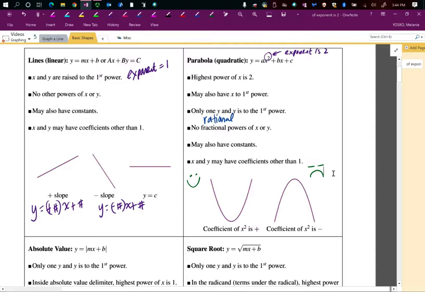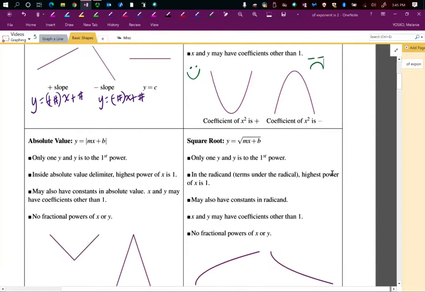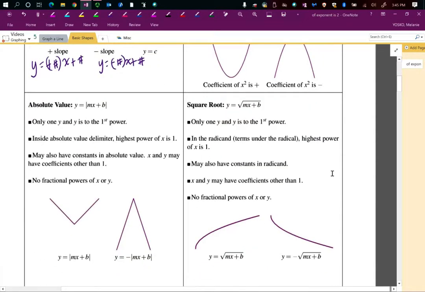Okay, so let's do a few more. Absolute value. Now, this is where things get more complicated the more math you learn. That's always fun. But probably when you first learn about absolute value, you're going to look at something that looks like this. And I want to really stress, this is y equals the absolute value of something that is linear. Look very carefully: mx to the first power plus b. Inside the absolute value bars, the delimiter, as we call it, the highest power of x is 1. If it's not, you're dealing with something else.